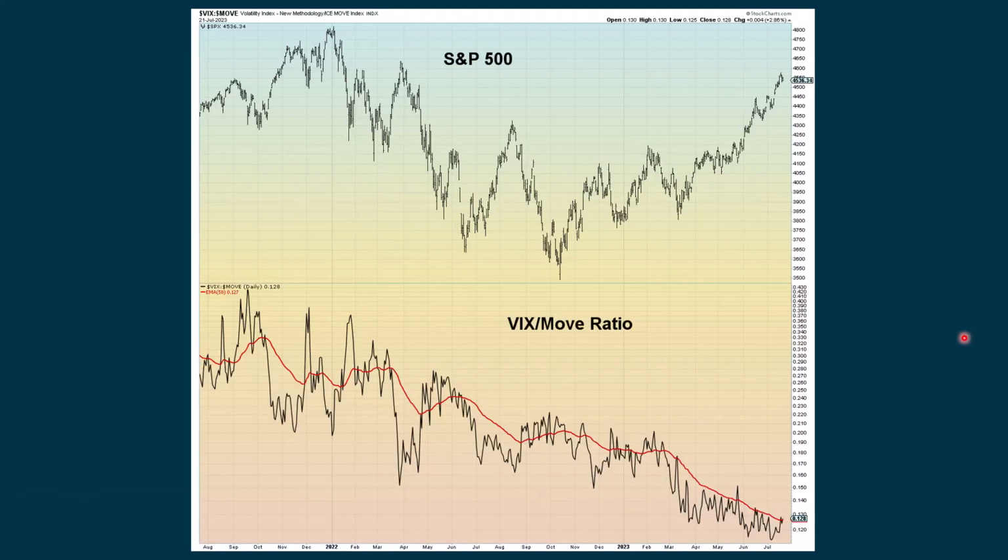We also have the VIX to the MOVE ratio. The MOVE index measures volatility in bonds, where the VIX measures volatility in stocks. We take a ratio of that. Both of these are going down. Even though they ticked up a little bit, they're still below a declining moving average, suggesting that fear is not very prevalent.